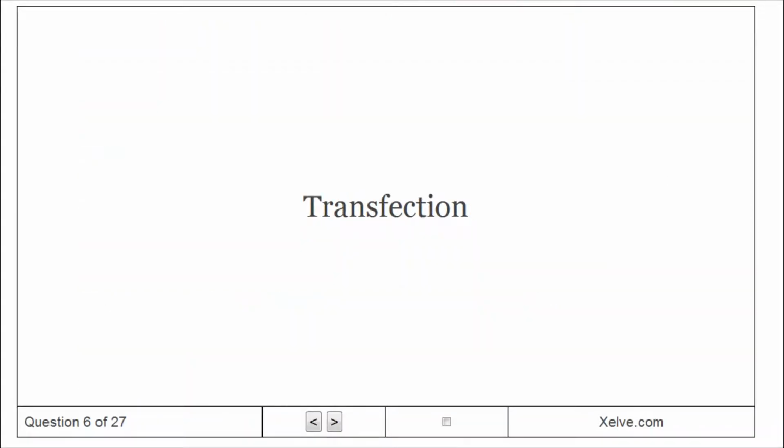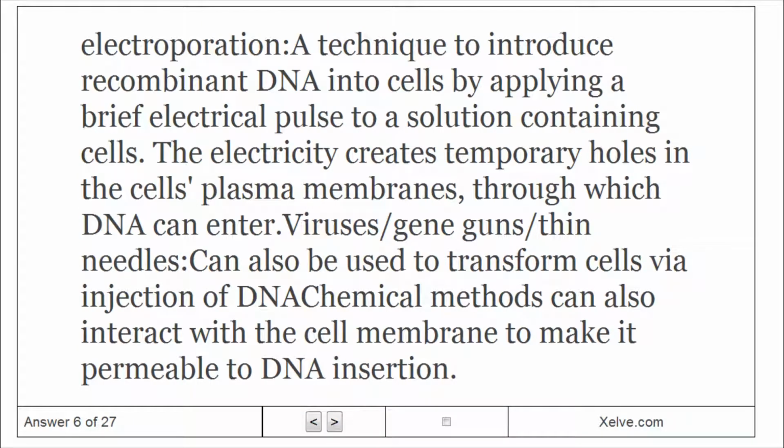Transfection. Electroporation, a technique to introduce recombinant DNA into cells by applying a brief electrical pulse to a solution containing cells. The electricity creates temporary holes in the cell's plasma membranes, through which DNA can enter. Viruses, gene guns, and needles can also be used to transform cells via injection of DNA. Chemical methods can also interact with the cell membrane to make it permeable to DNA insertion.